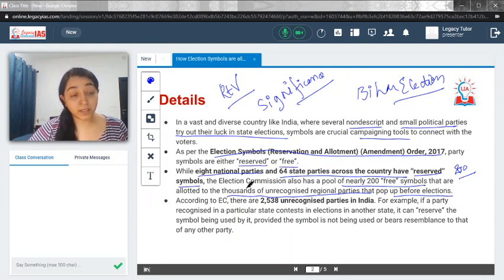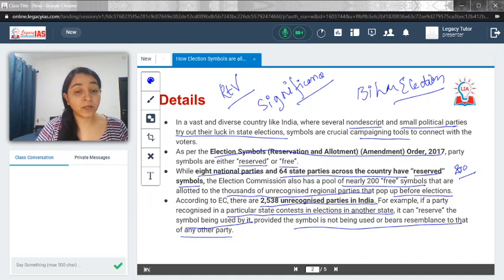According to the Election Commission, there are 2,538 unrecognized parties in India. Just see the number. More than 2,500 unrecognized parties in India. For example, if a party recognized in a particular state contests an election in another state, it can reserve the symbol being used by it, provided the symbol is not being used by, or does not bear resemblance to that of, any other party.